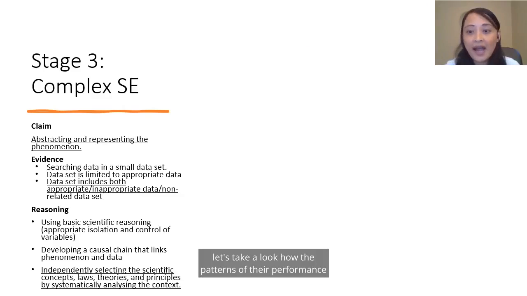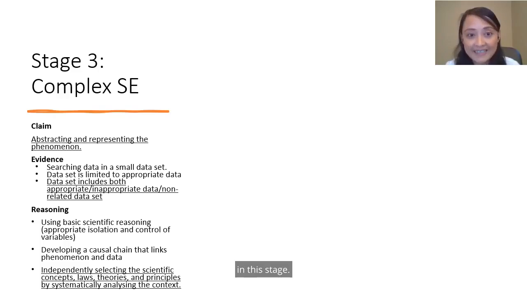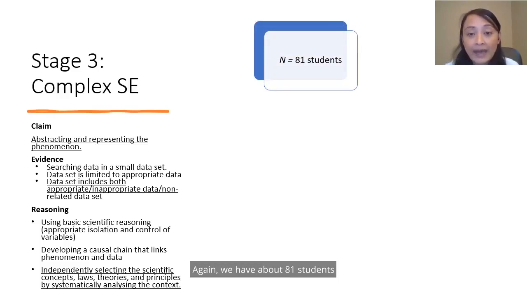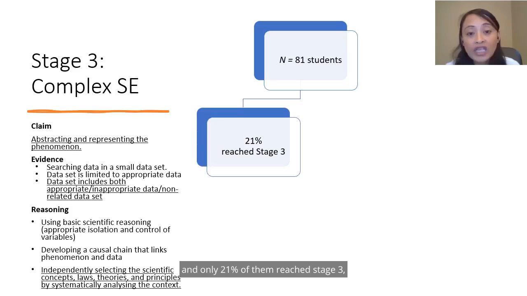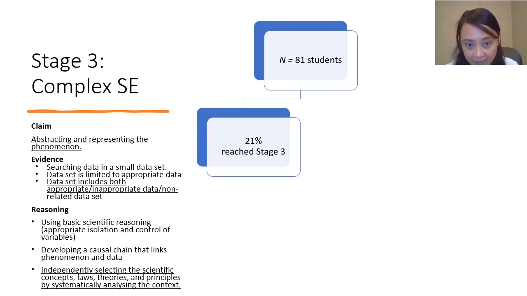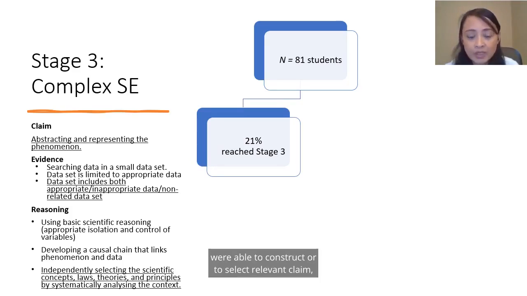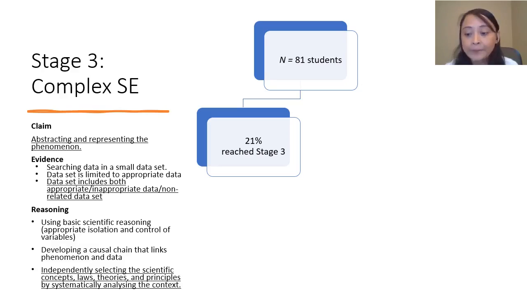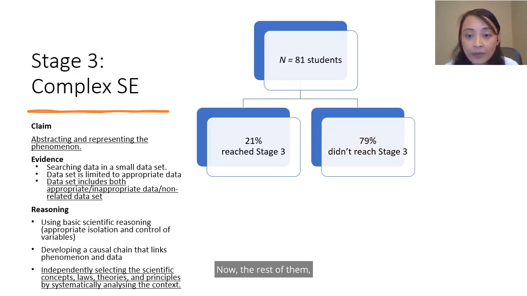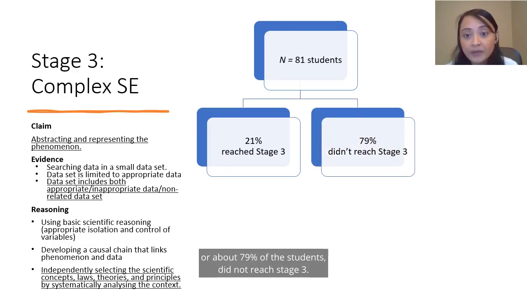All right, let's take a look at the pattern of performance in this stage. Again, we have about 81 students who participated in this unit, and only 21% of them reached stage 3. Which means only 21%, or about 17 students, were able to select a relevant claim, to support the claim with adequate evidence, and to explain the relationship between claim and evidence with appropriate scientific theory. Now, the rest of them, or about 79% of the students, did not reach stage 3.